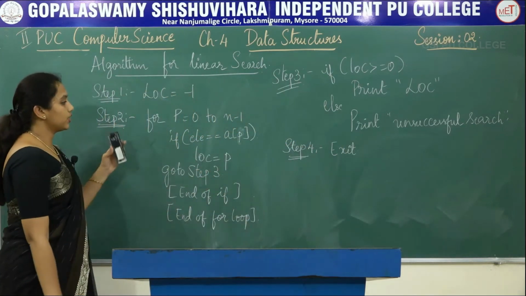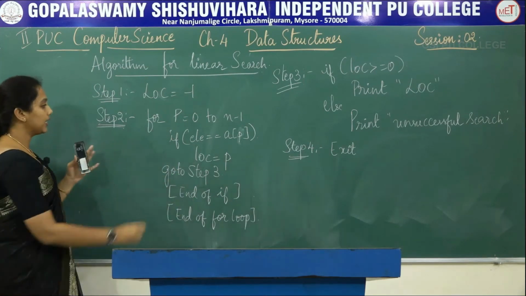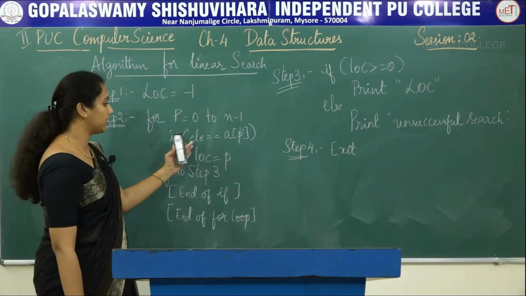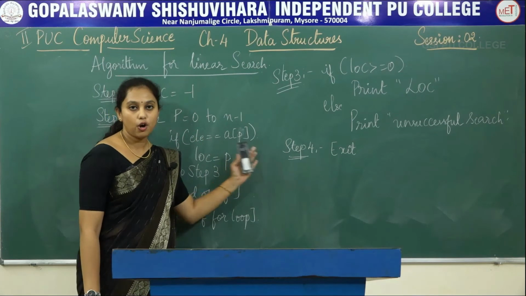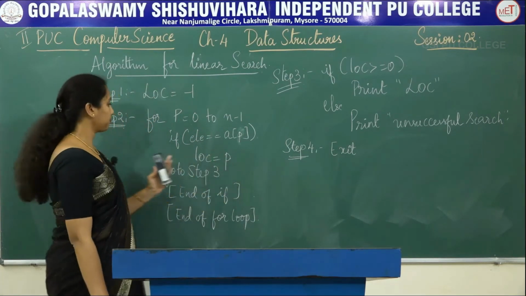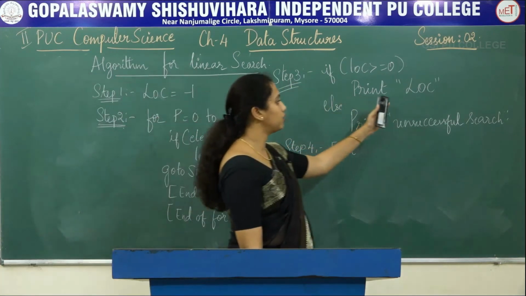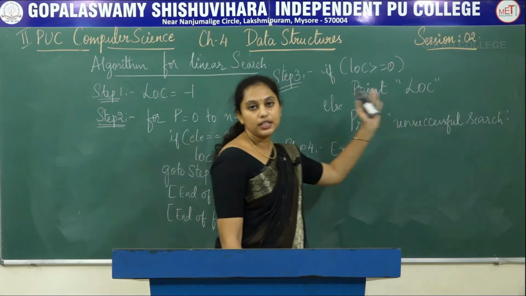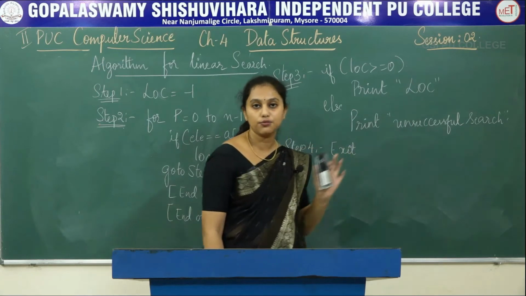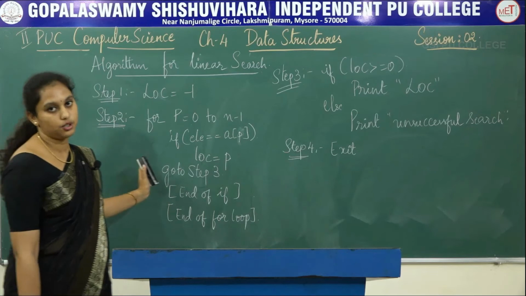So in linear search, the search starts from the beginning, that is lower bound to upper bound. Hence, for P is equal to 0 to n minus 1, if the search element is equal to A of P, then the location will be P. Next, go to step 4. If the location is greater than or equal to 0, we print the location of the element. Else, we print unsuccessful search. So this is the algorithm for linear search.